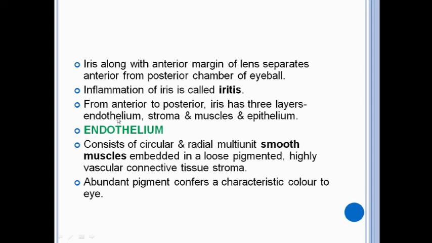So from anterior to posterior, the iris has three layers. First, the endothelium, then the stroma, with smooth muscle, which are embedded in a loose pigmented, highly vascular connective tissue stroma. The abundant pigment is present, which gives the color to the eye.